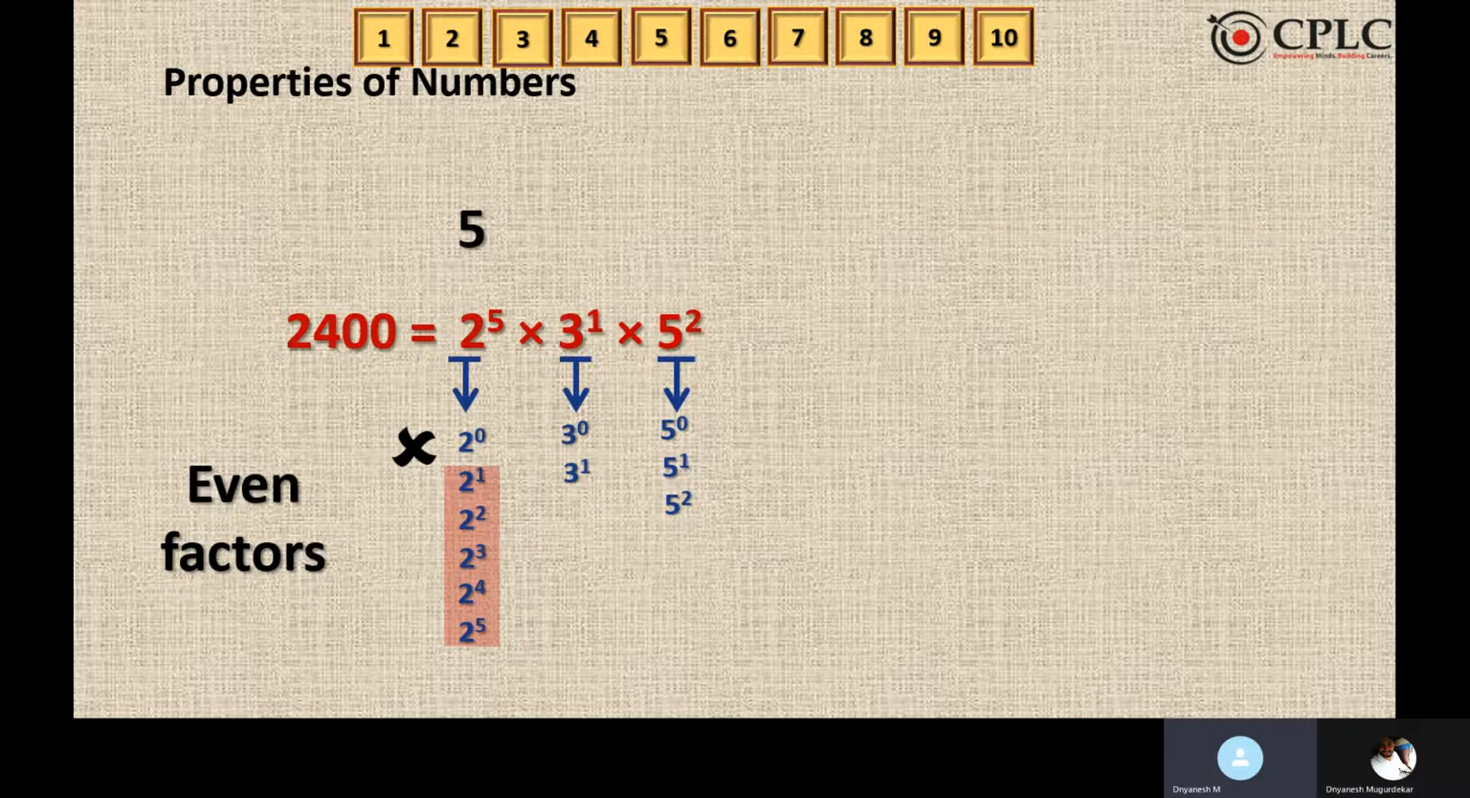So right from 2 raised to 1 till 2 raised to 5, there are 5 possibilities that we have. And those 5 possibilities multiplied with any other possibilities of the powers of 3 and 5 will give us the even factors. So 3 raised to 0 and 3 raised to 1, those two possibilities, and 5 raised to 0, 5 raised to 1, 5 raised to 2, those three possibilities. If you multiply all three, 5 into 2 into 3, that is 30 as the answer. So 2400 has basically 30 even factors.